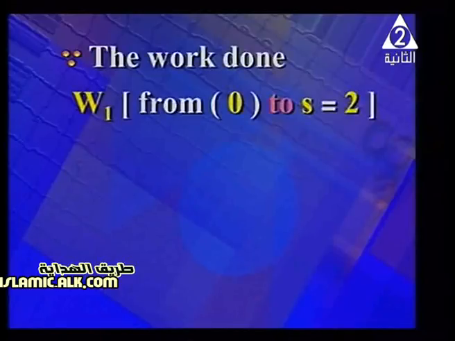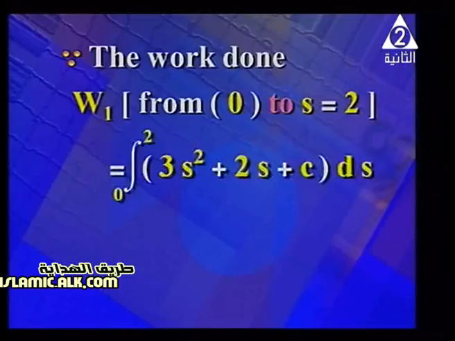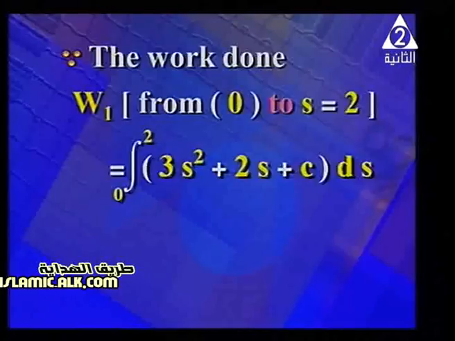Dear student, the work done W1 from 0 to s equals 2 equals the integration from 0 to 2 of 3s squared plus 2s plus c ds. Dear student, we have the force F equals 3s squared plus 2s plus c, and the required work is from 0 to s equals 2. The variable is s, so we find the integration from 0 to 2.